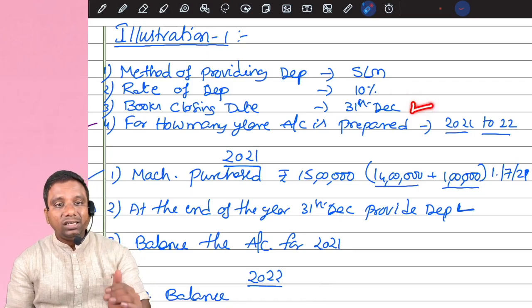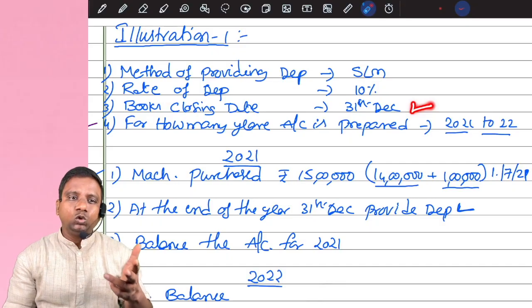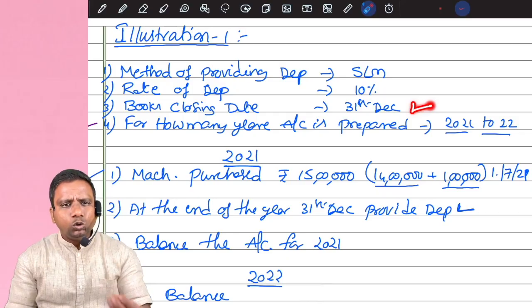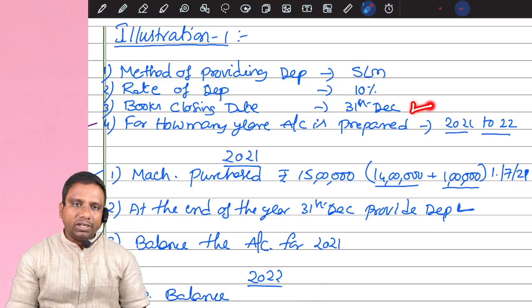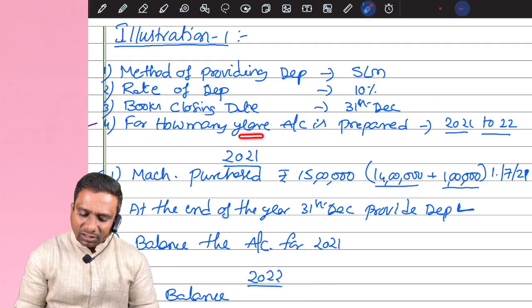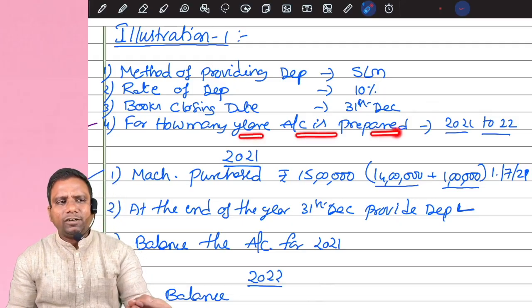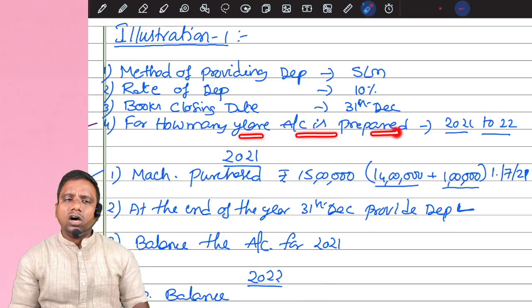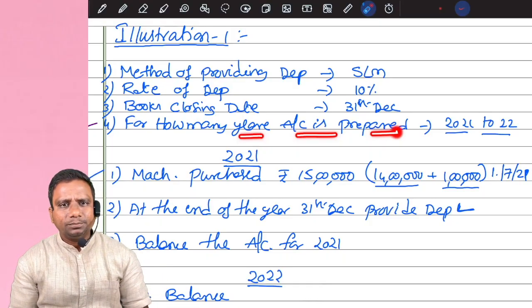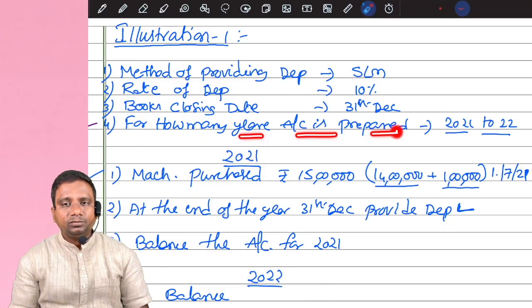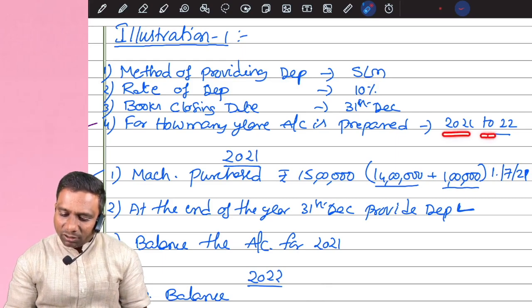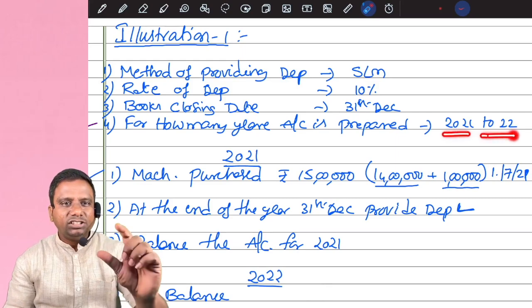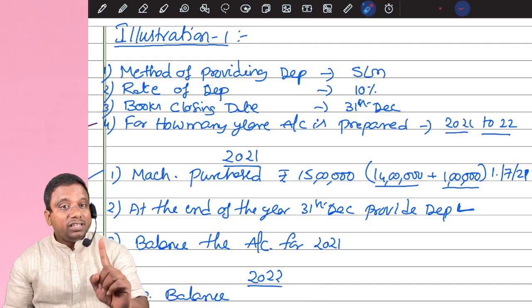Why? Because generally they will ask for the machinery account for at least 2 years or 3 years. In some problems they may ask for 1 year. At least you should know on which date we are closing the books of accounts. So the books closing date is also very important. Next, for how many years is the account prepared? It may be the machinery account. Most of the cases they give you a machinery account or plant account or any asset account or motor truck account. For how many years are we going to prepare this account? 2021 to 2022. This is the basic information.